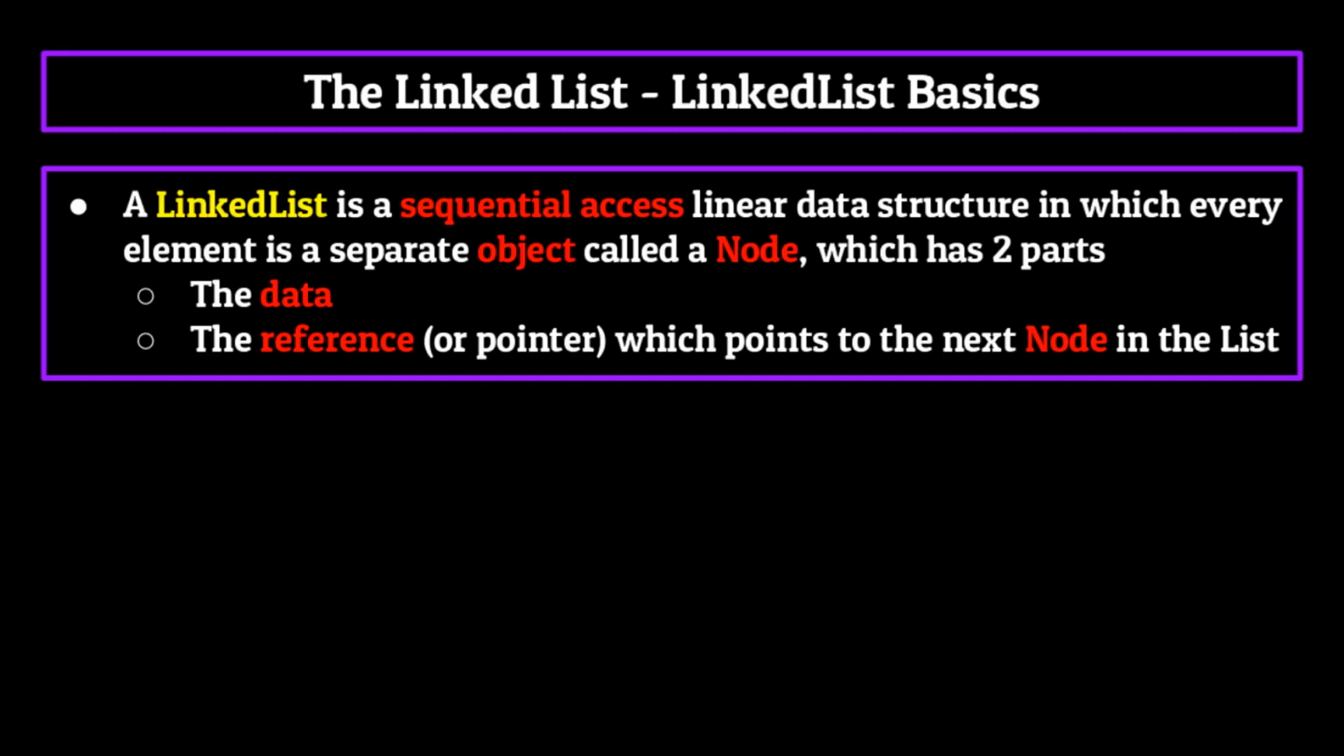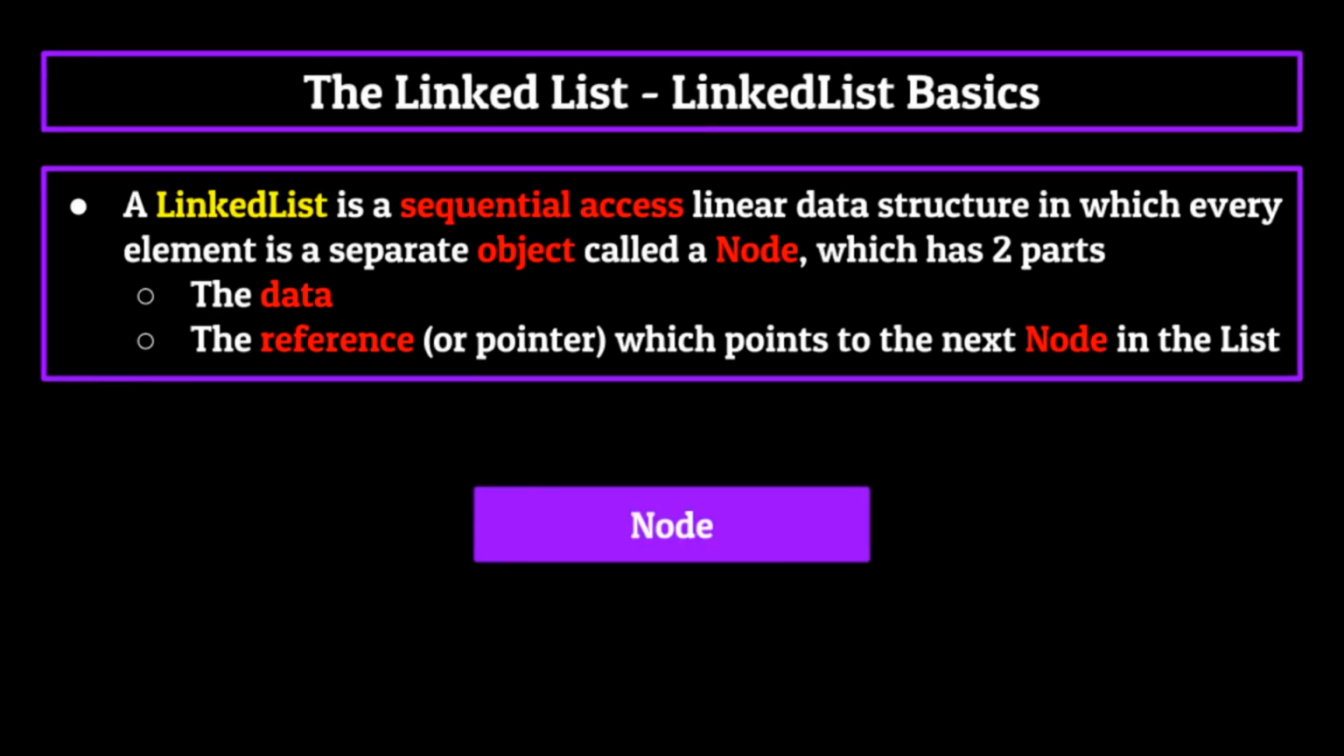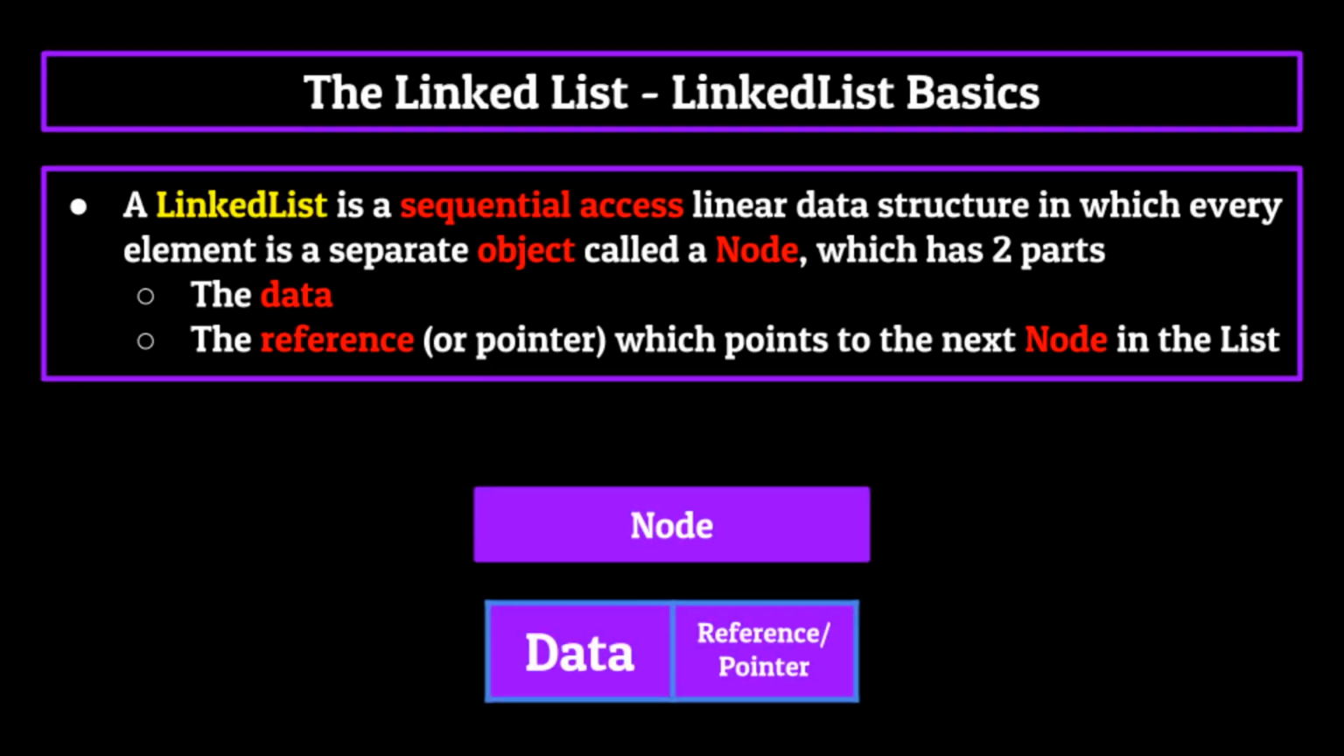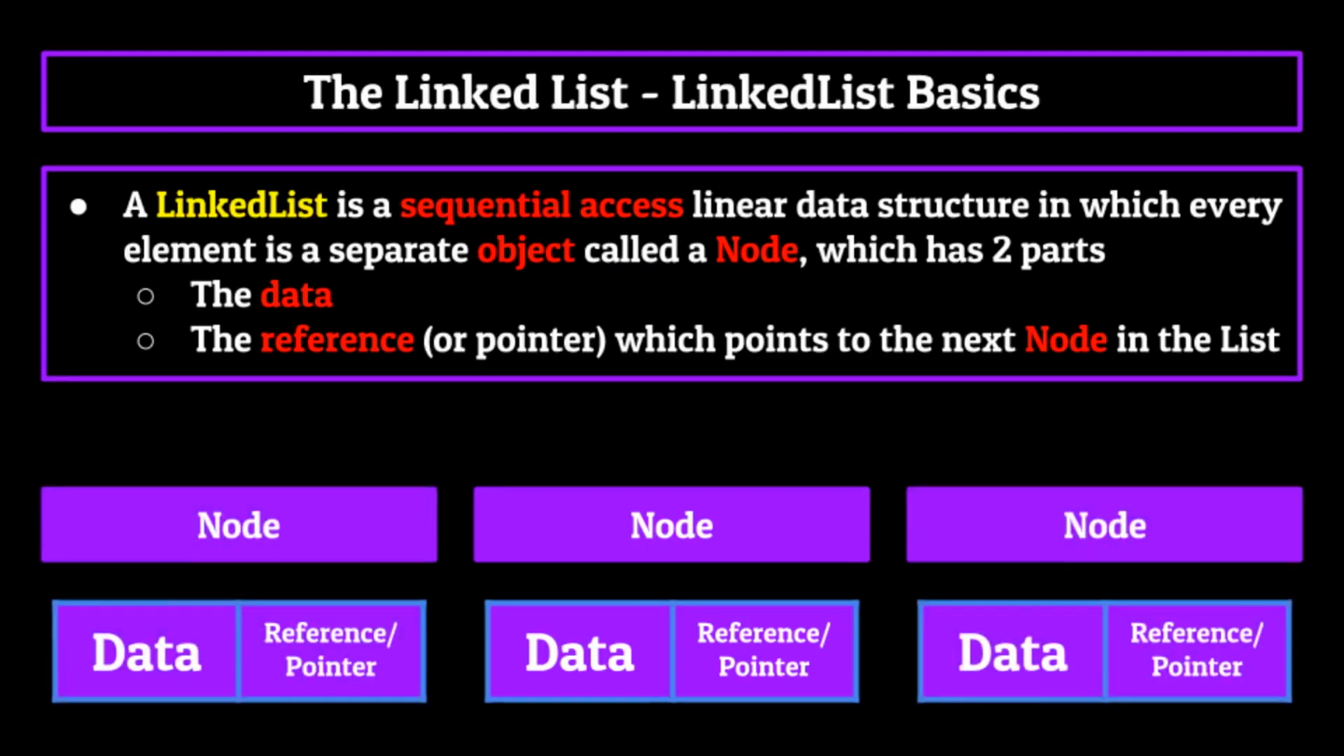You should now be able to understand what a linked list is. Again, it's a sequential access linear data structure in which every element is a separate object called a node, in which each node contains both data and a reference to the next node in the linked list. This cumulatively creates a string of nodes which we call the linked list. Feel free to re-watch this explanation if you are still confused, because I know it can get pretty hectic pretty fast.